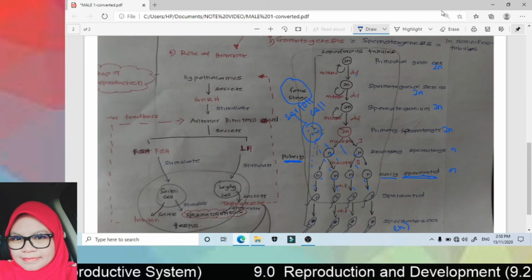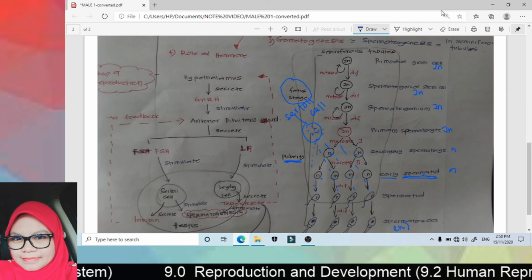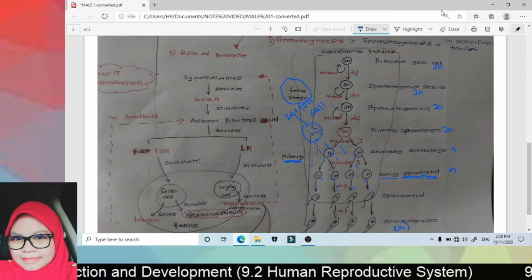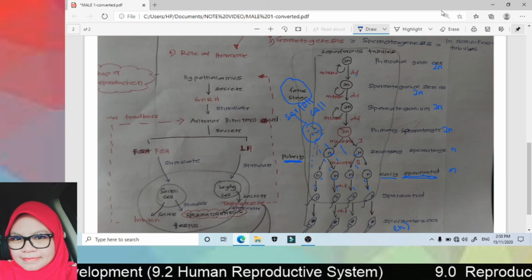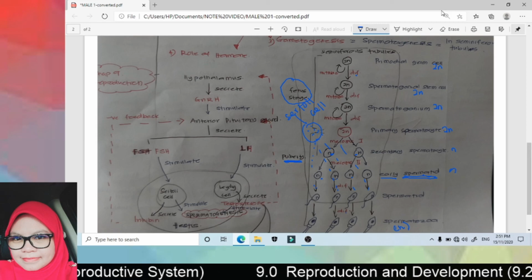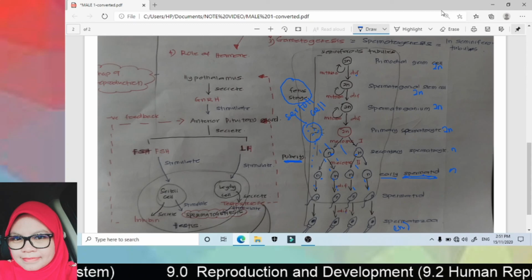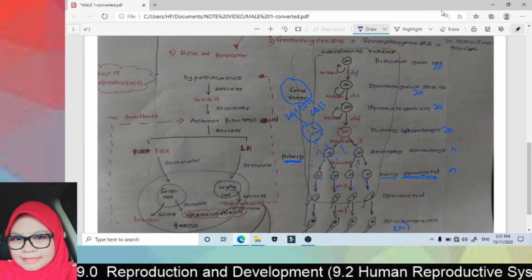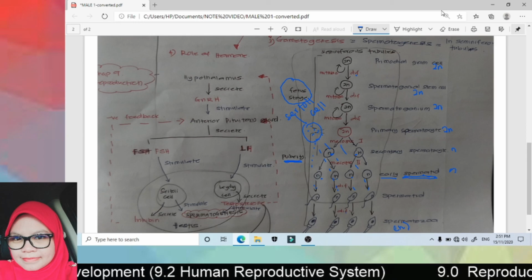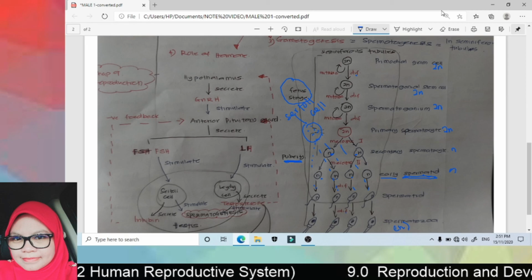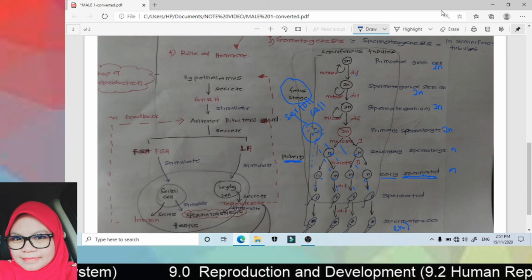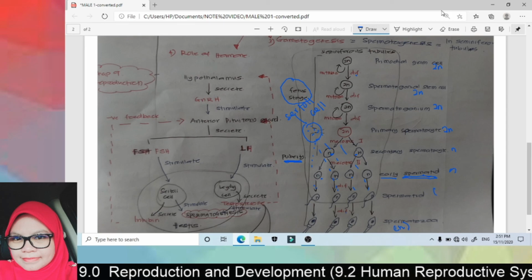At birth, the boy will have primary spermatocyte. When the boy reaches puberty, primary spermatocyte will undergo meiosis 1 completely to produce 2 daughter cells, known as secondary spermatocyte, which is haploid. Then each secondary spermatocyte will undergo meiosis II completely, producing 4 daughter cells called early spermatid, which is haploid. Later on, early spermatid undergoes differentiation to become spermatid, which is haploid.